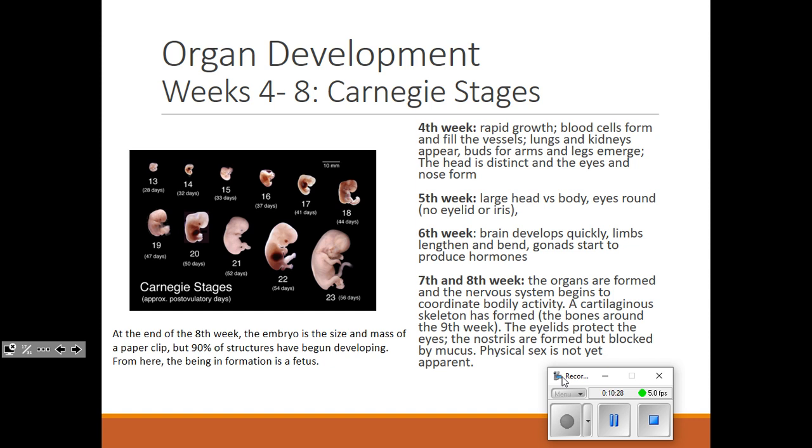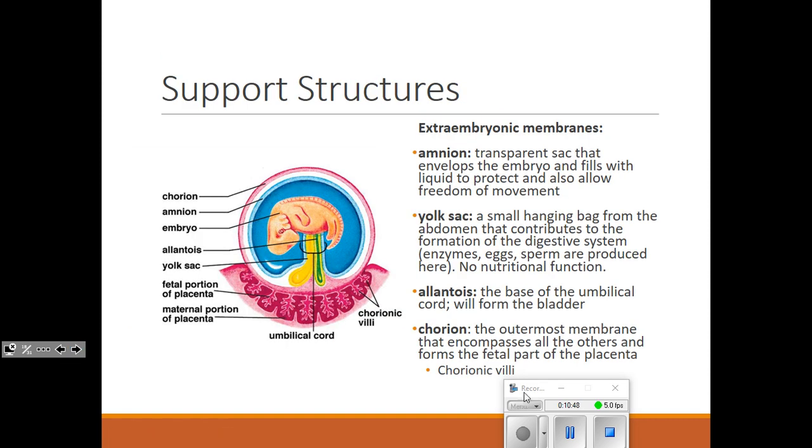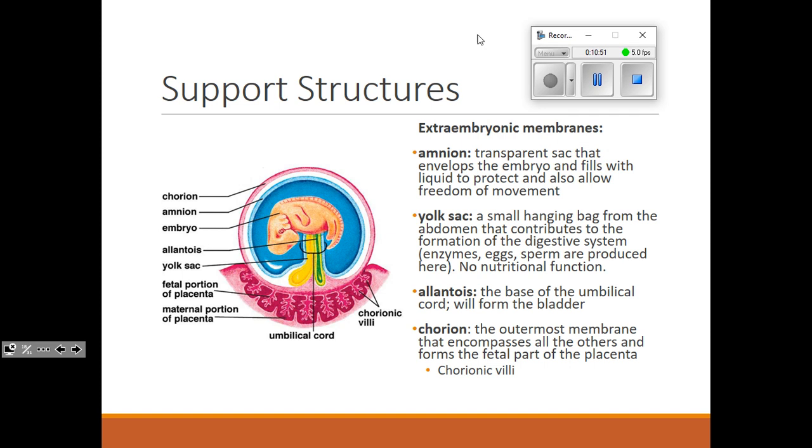Like, this is a little baby. It's got stuff. It's got a nervous system. It's got a heart. It's got a skeleton. It's got organs. It's super tiny, but it's there. Now, we're going to continue talking about what happens weeks 9 and on in a few slides, but we got to pause here and talk about these support structures that I keep alluding to.